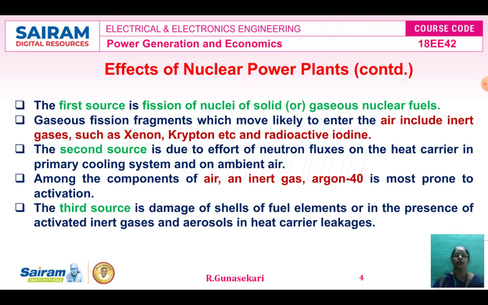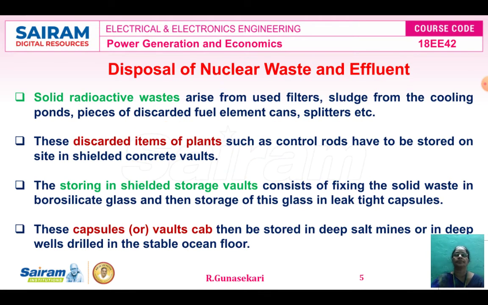The second source is due to the effect of the neutron fluxes on the heat carrier in the primary cooling system and on the ambient air. Among the components of air or inert gas, argon-40 is most prone to activation. The third source is damage of cells of fuel elements, or the presence of activated inert gases and aerosols in heat carrier leakages. So these are the effects involved in nuclear power plants. Up to this point we studied the effects of nuclear power plant.